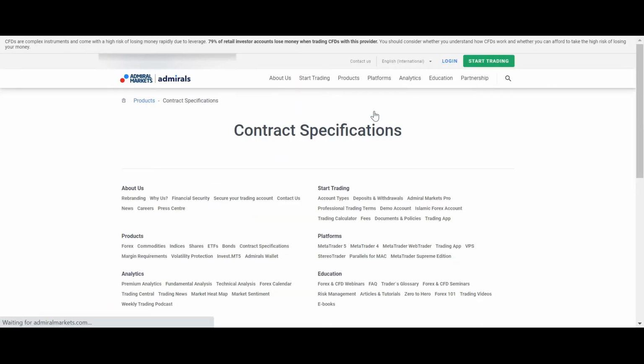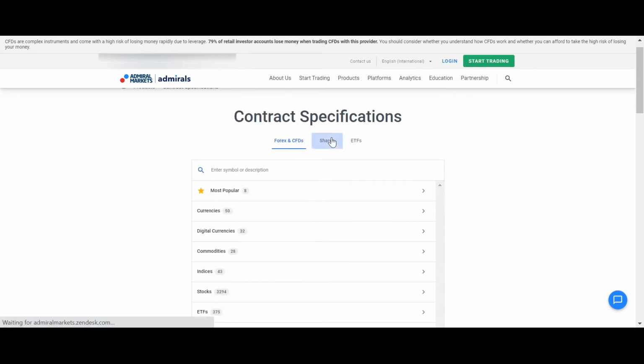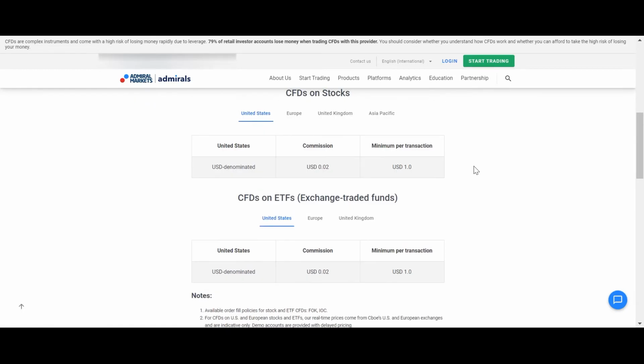You will be able to choose the group of instruments like CFDs, shares, or ETFs. Real shares and ETFs without leverage are available on our Invest MT5 account. You can sort them by exchange and country or by industry group.